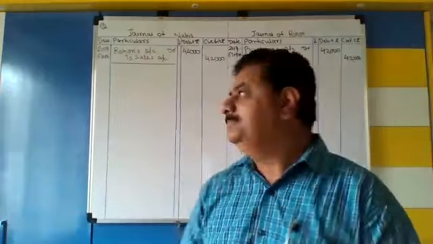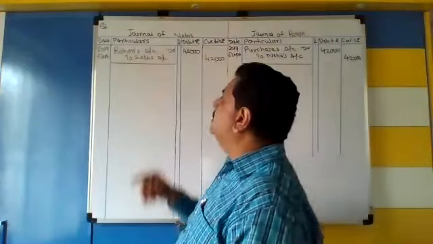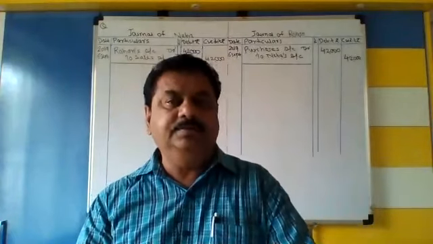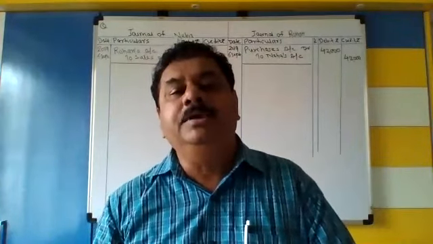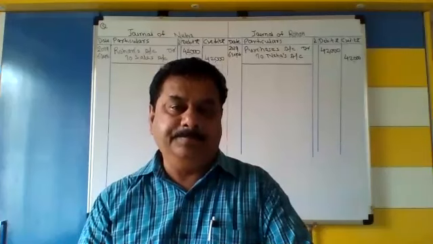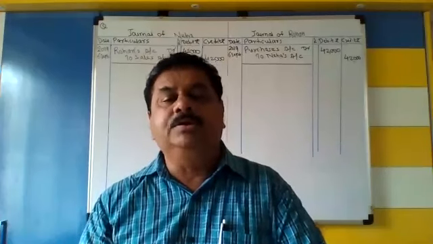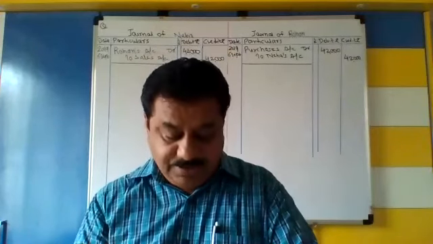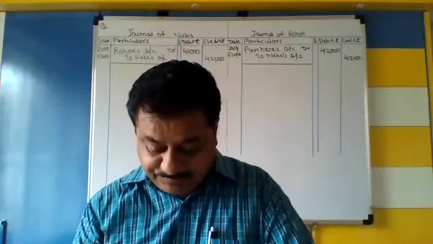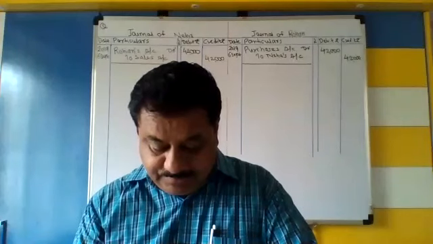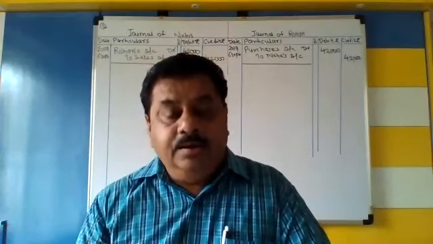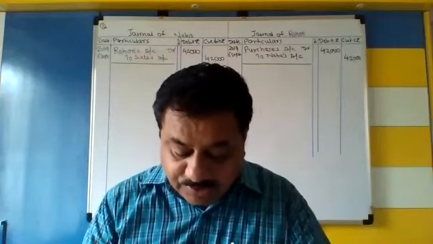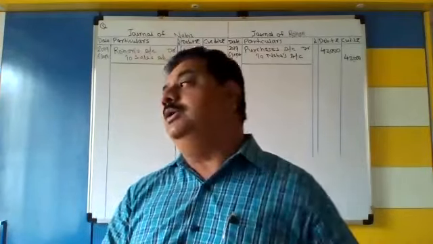The narration is the same. Write here, being goods sold on credit, in the books of Neha. In the books of Rohan, being goods purchased on credit. Now Neha drew a 3 months bill on Rohan, which was accepted by Rohan.